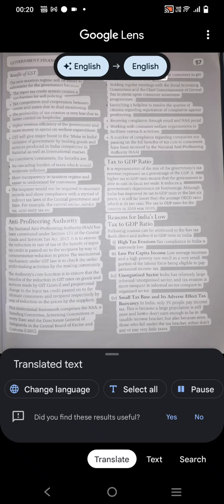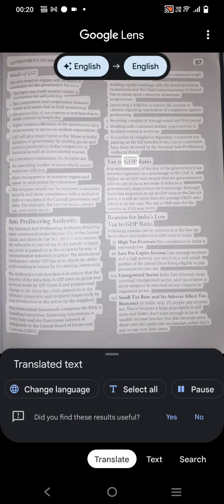NAA has taken the following steps for customers to get the full benefit of tax cuts: holding regular meetings with the zonal screening committees and the chief commissioners of central tax to stress upon consumer awareness programs; launching a helpline to resolve the queries of citizens regarding registration of complaints against profiteering; receiving complaints through email and the NAA portal; working with consumer welfare organizations to facilitate outreach activities. A number of complaints regarding companies not passing on the full benefits of tax cuts to consumers have been received by the National Anti-Profiteering Authority, NAA.